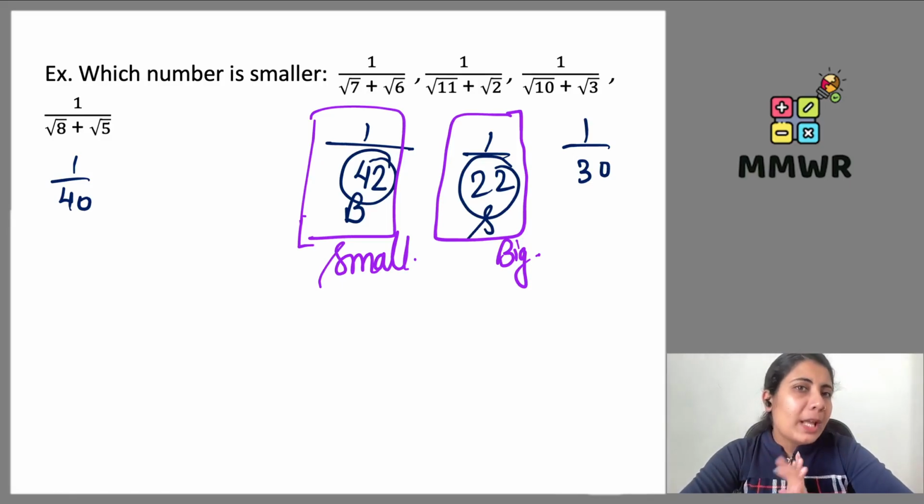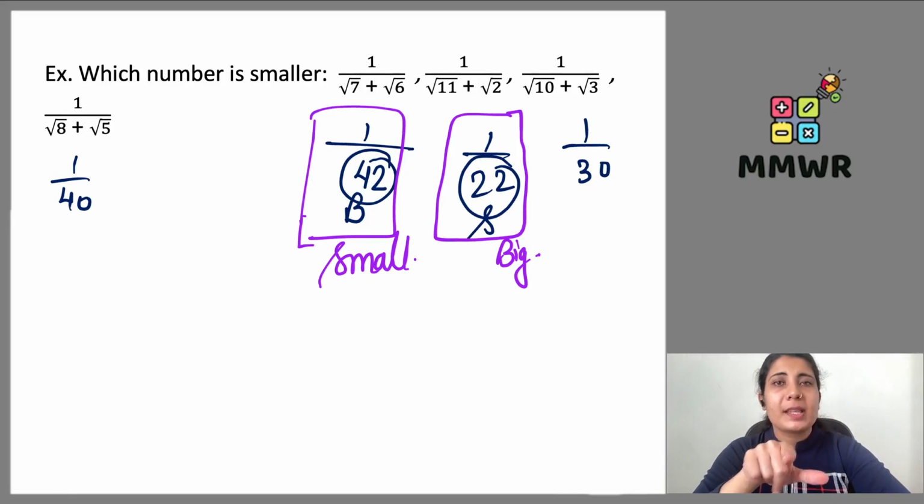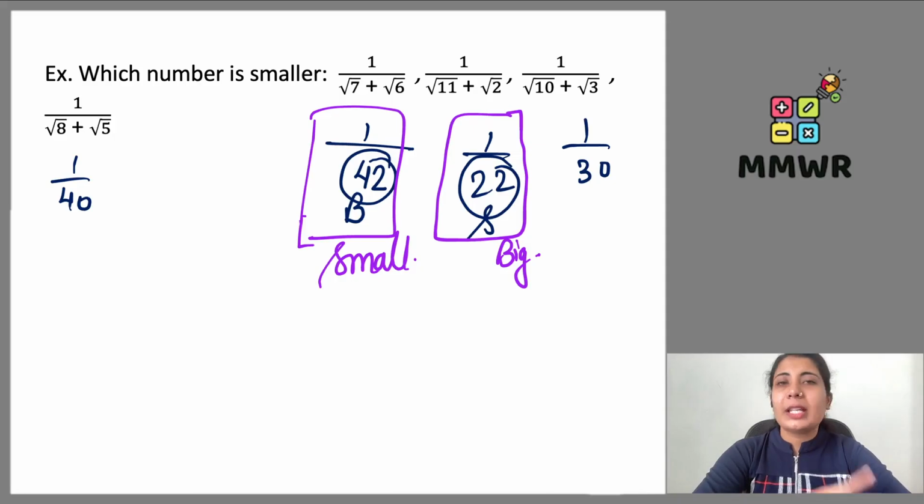But before you apply, you have to cross check. 7 plus 6 gives me 13. 11 plus 2 also gives me 13. 10 plus 3 also gives me 13. 8 plus 5 also gives me 13. So what needs to be taken care of, that you have to remember.